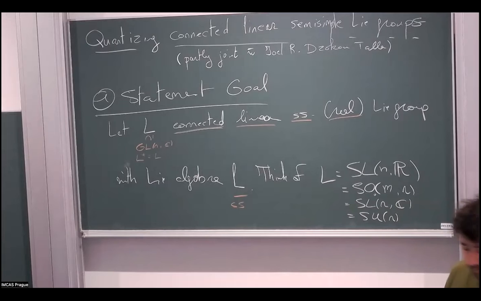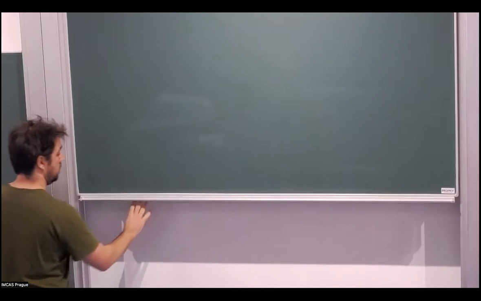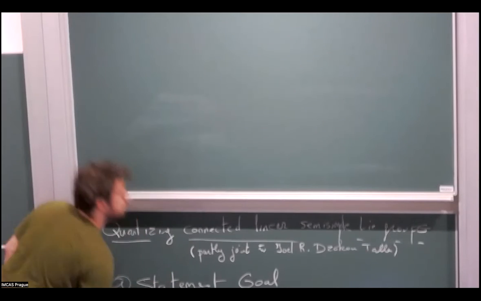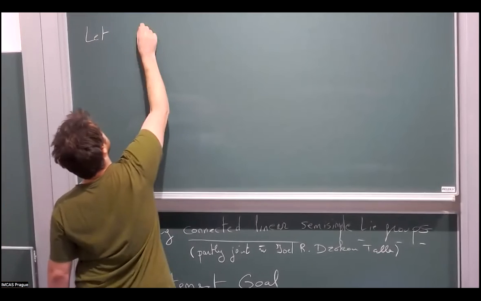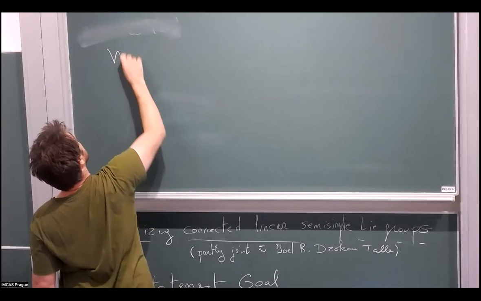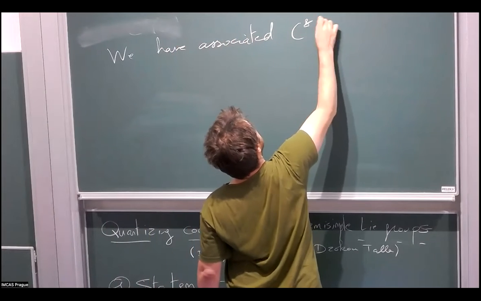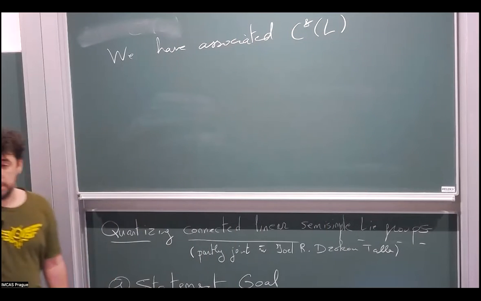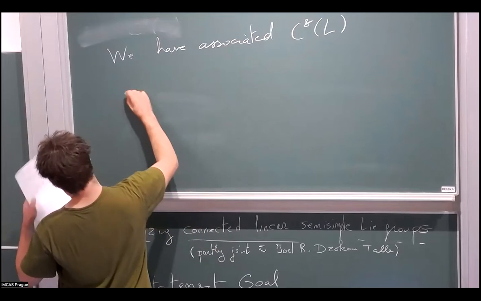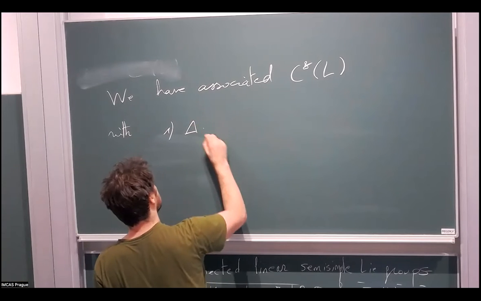Associated to such a Lie group, we have a C-star algebra, the universal group C-star algebra of L. And then this group C-star algebra has some extra structure. There's the co-multiplication map.